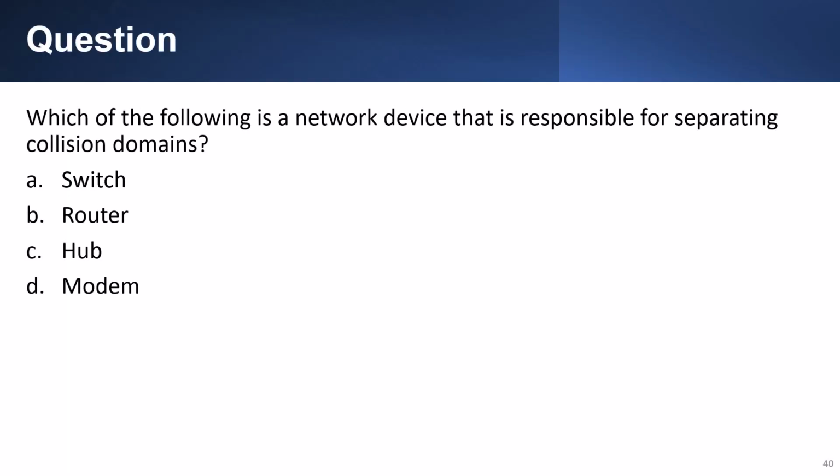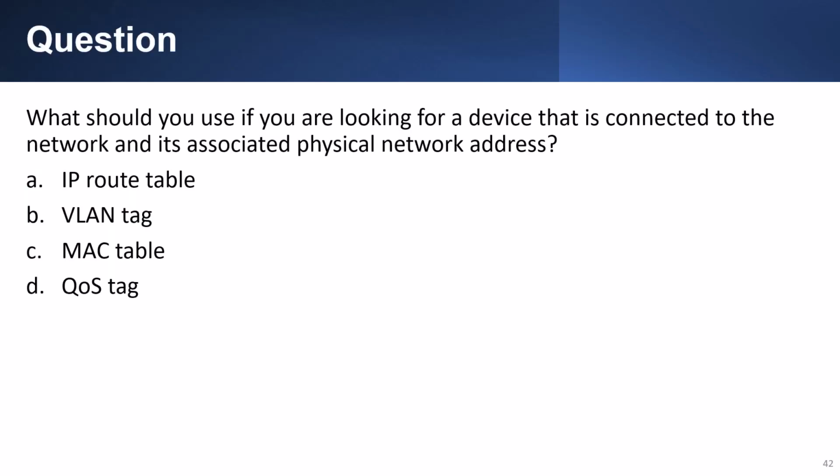Question: which of the following is a network device that is responsible for separating collision domains? Answer: switch. Question: what should you use if you're looking for a device that's connected to the network and its associated physical network address? Answer: MAC table.